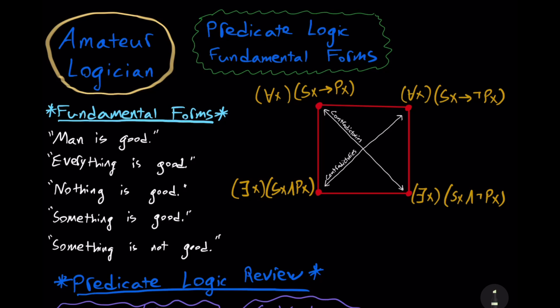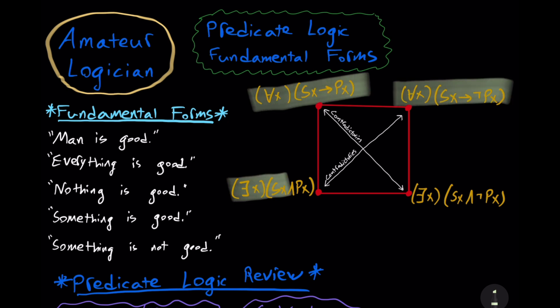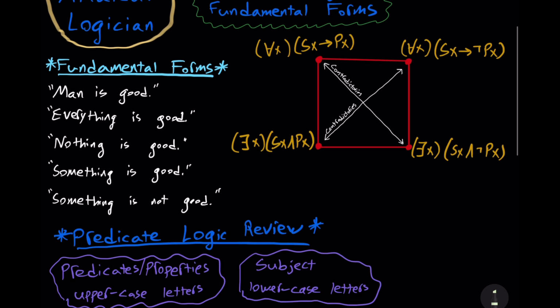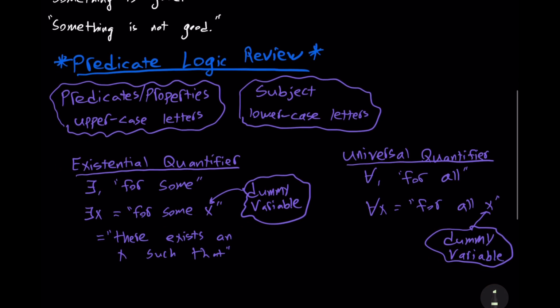I'm the amateur logician, and we're going to review some basic introductory predicate logic. We're going to take a look at what I call the fundamental forms. And those include, for example, all S's are P's, no S's are P's, some S's are P's, and some S's are not P's. But it also includes examples like man is good, everything is good, nothing is good, something is not good. Predicate logic is definitely a step up from propositional logic.